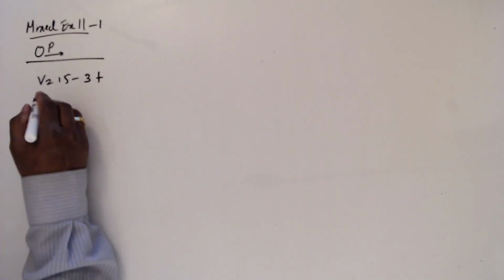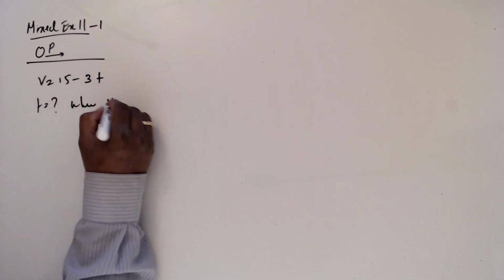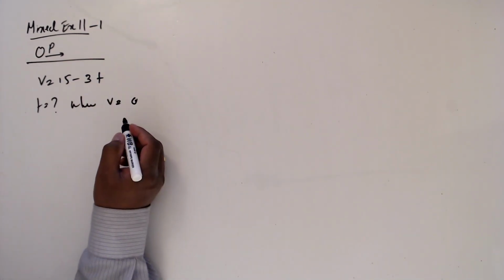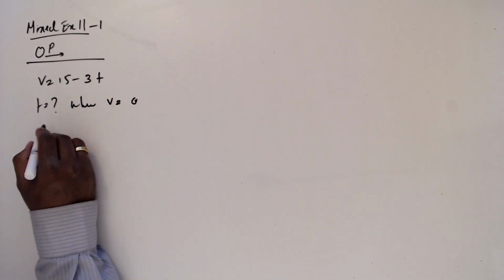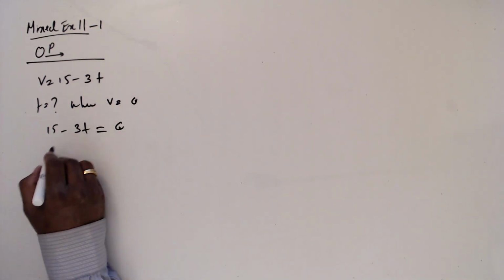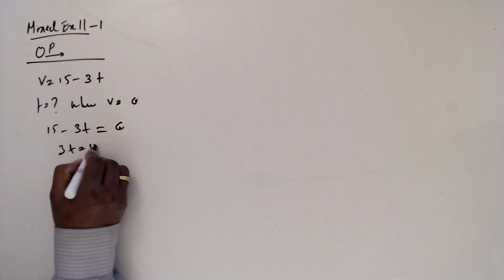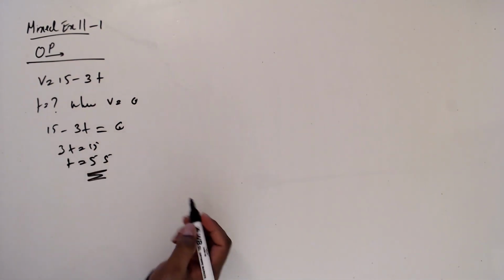So we need to find t when v equal 0. So 15 minus 3t equals 0. Then 3t equal 15, t equal 5 seconds.